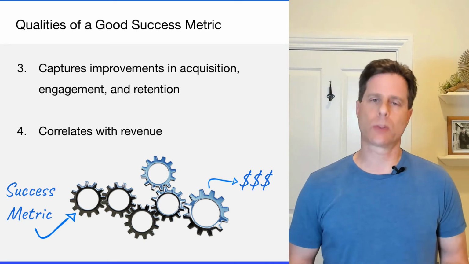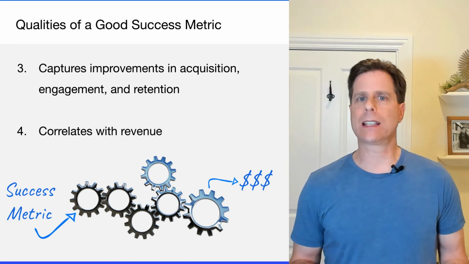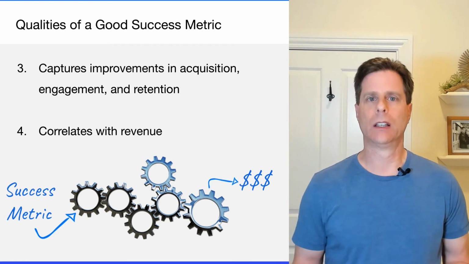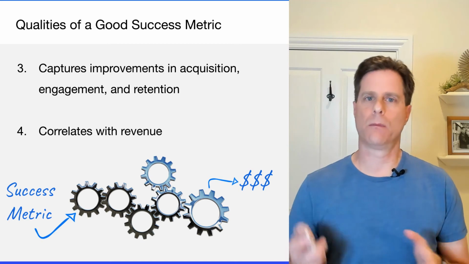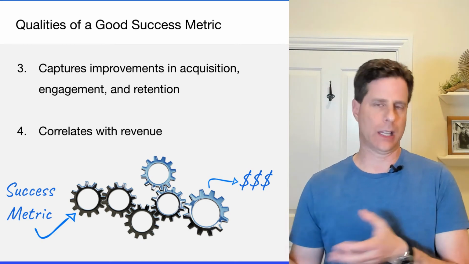There's a few reasons why I recommend against using revenue directly. The first is that it's a lagging metric. It's the result of everything else we're doing that results in the revenue. You want something that's more upstream, that's more of a leading indicator instead of a lagging indicator.